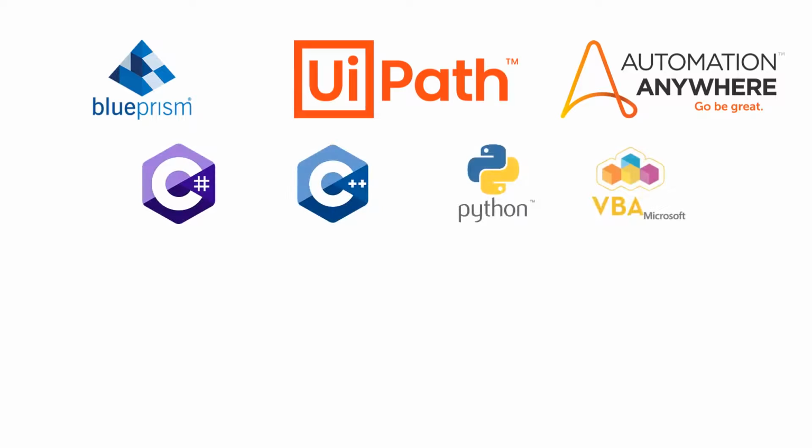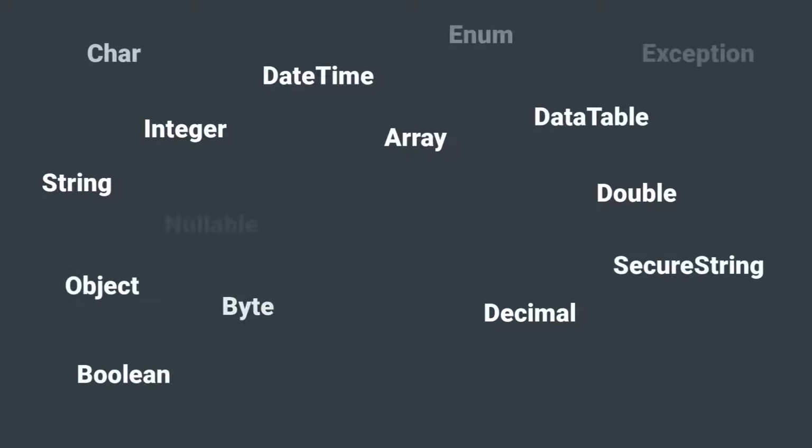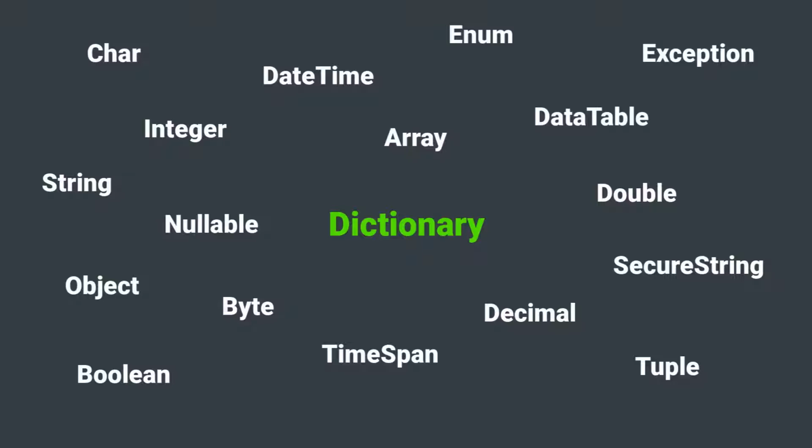In UiPath or any other tool or programming language, you use variables to store and pass data in code. However, the variables have different data types, depending on what you want to store in the variable. If you want to save a text, you can use string type for example. If you want to store a number, you can use integer, double, decimal, or other number types. But there are many other data types that can be used for the variables, like arrays, time, boolean, and many others. Dictionary is also one of these data types.